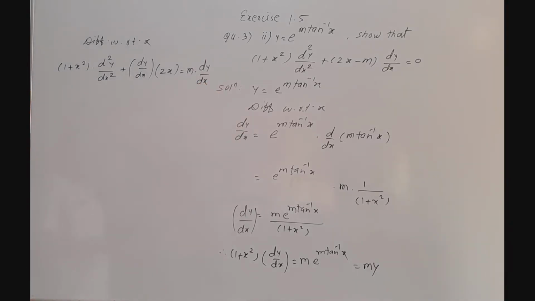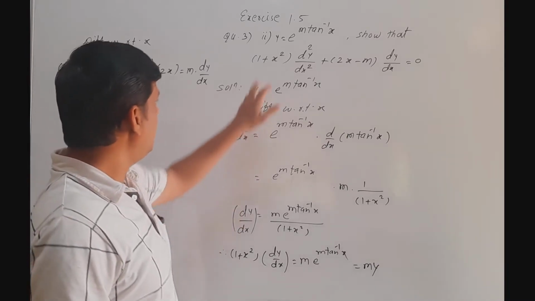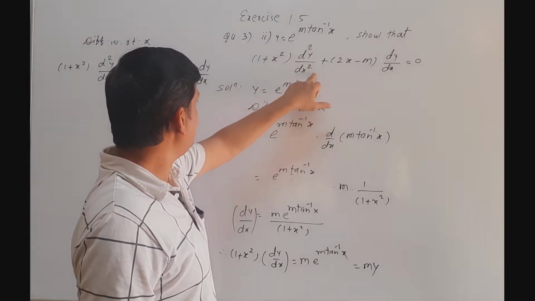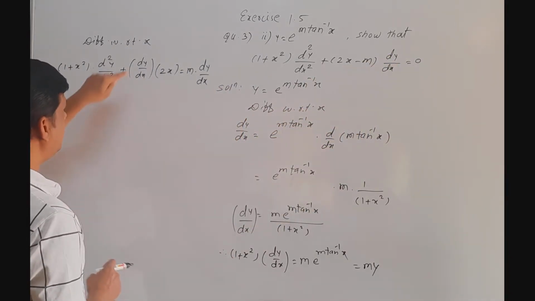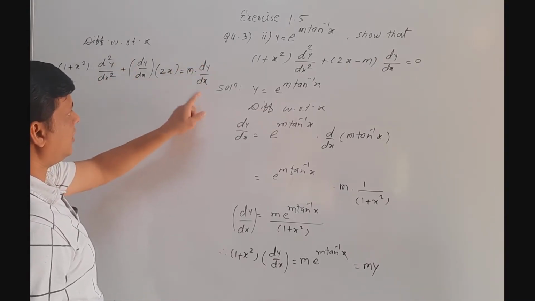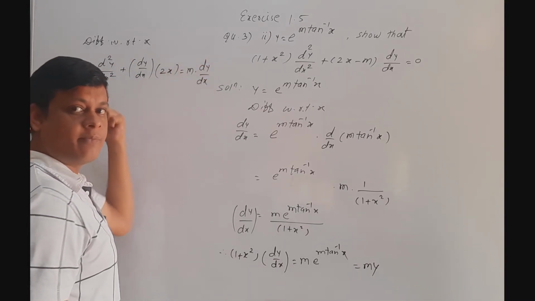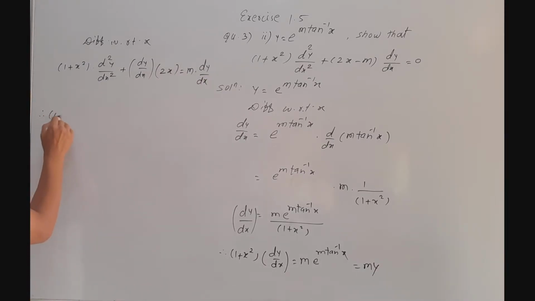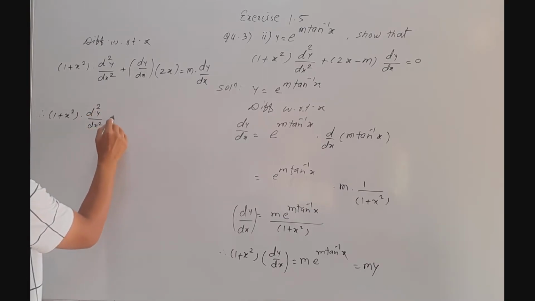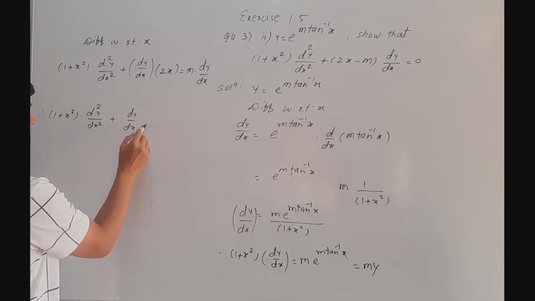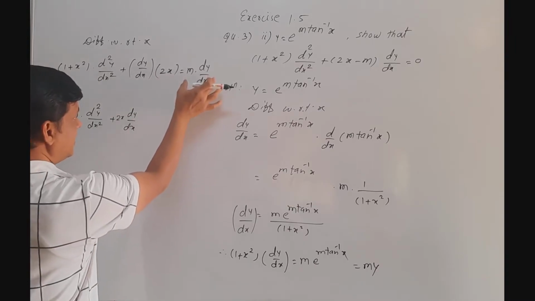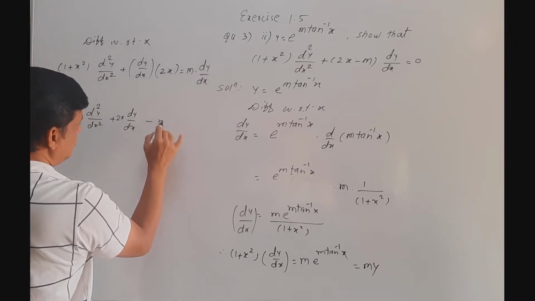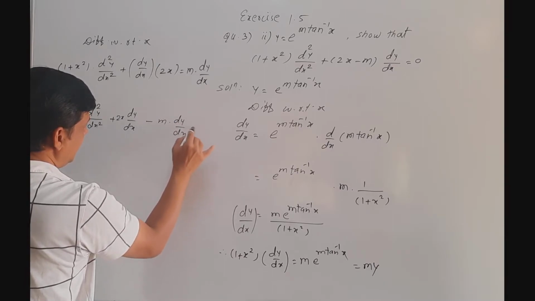Now see the show that part. Here we have to show 1 plus x square into d2y by dx2 plus twice x minus m into dy by dx. That means we have to take this dy by dx common. So for that we have to transfer this m dy by dx to the left hand side. So write 1 plus x square into d2y by dx2 plus keep dy by dx as it is. So we write this 2x, so write 2x into dy by dx and transfer this m dy by dx to the left hand side. So write m into dy by dx is equal to 0.